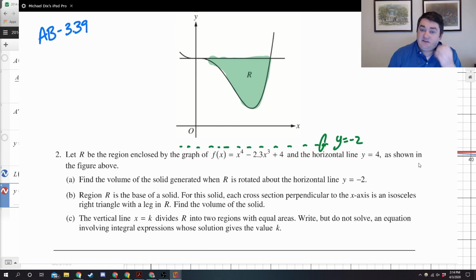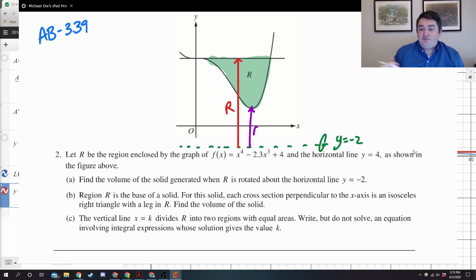Back to it. We are taking this region, we are revolving it around the line y equals -2, and finding the volume of that solid. So what we can see here is that when we revolve this, we're going to have two radii. This is a washer problem. We're going to have big R and we're going to have little r.